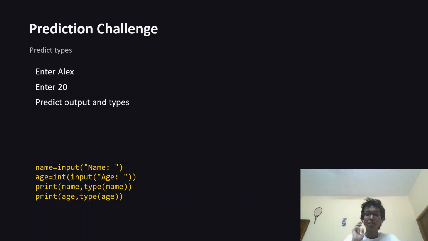Time is up. For the people who are not able to do it, we'll do it ourselves. We have to predict the type. The first one is a string, so the type is string. The second is an integer, without quotation marks, so it is going to be an integer. Third one, print output and type. That's what we did. That was the question.